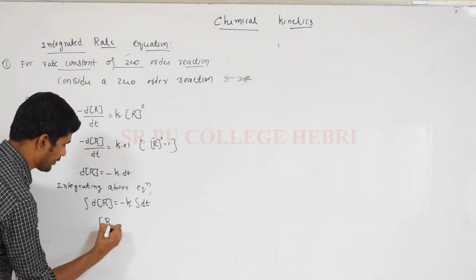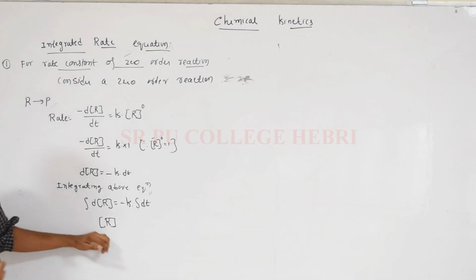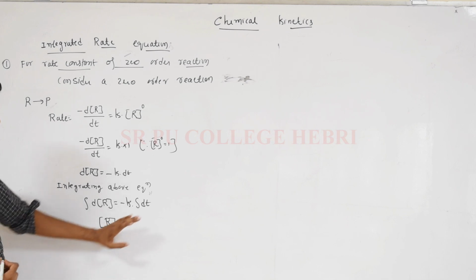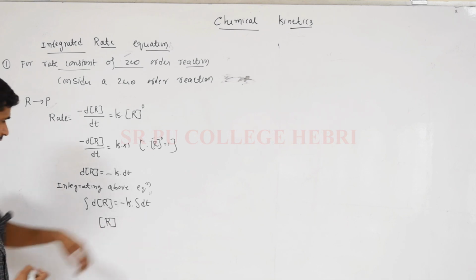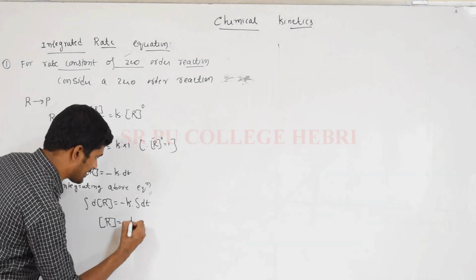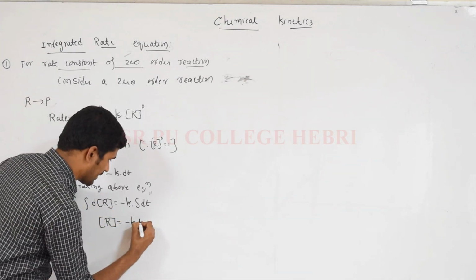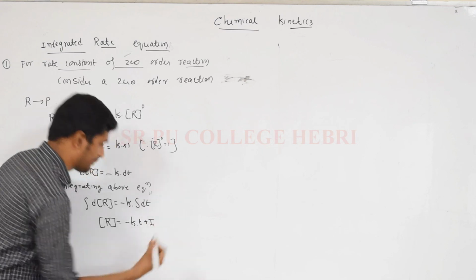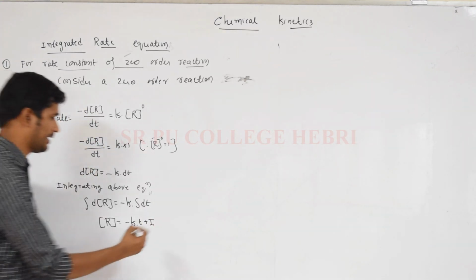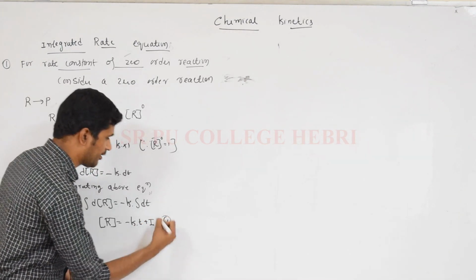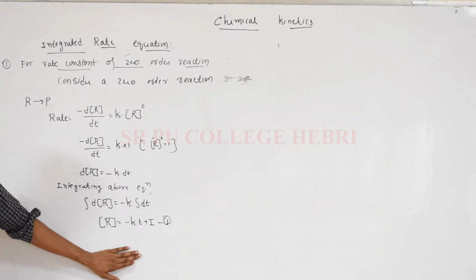In mathematics you are going to study about this also. For the time being you remember this: the integration of d[R] is equal to [R], which is equal to minus k into the integration of dt, which is t plus the integration constant I. In mathematics you may be writing it as C, here we write it as I. I will call this equation number 1.